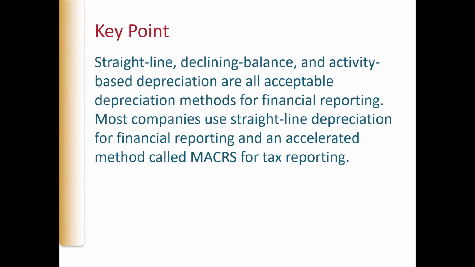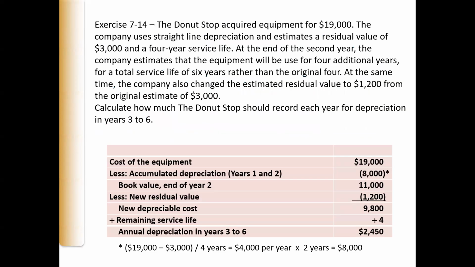But for purposes of this chapter, you're going to learn how to compute the straight line, the double declining, and the activity-based methods. So let's look here. The donut shop acquired equipment for $19,000, and the company uses straight line depreciation and estimates a residual value of $3,000 and a 4-year service life.